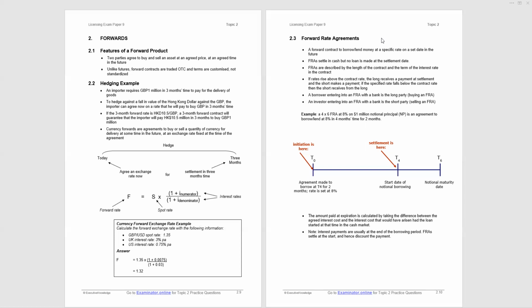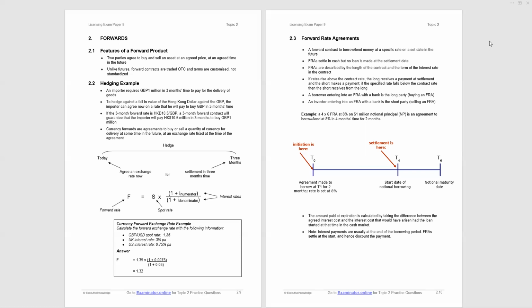So it's 1 plus, and we do it in decimal, 1 plus 0.0075 divided by 1 plus the denominator currency, which is the UK pound, 3%, which is 0.03. We crunch the numbers and we get 1.32. Please be prepared to do that calculation or some variation of that calculation in the exam. It's covered in both topic 2 and topic 5, so very high chance it will come up in the exam.